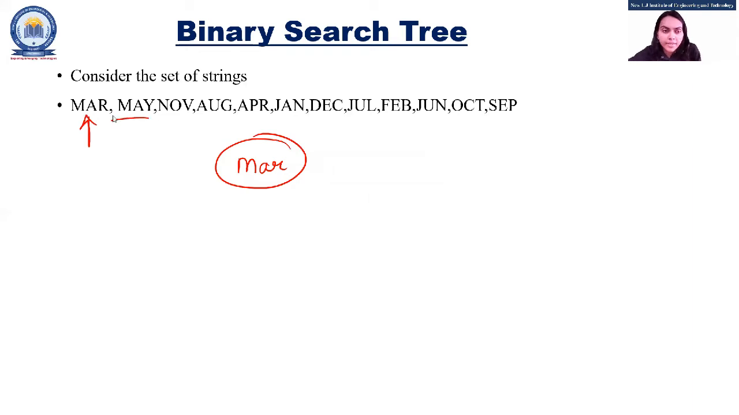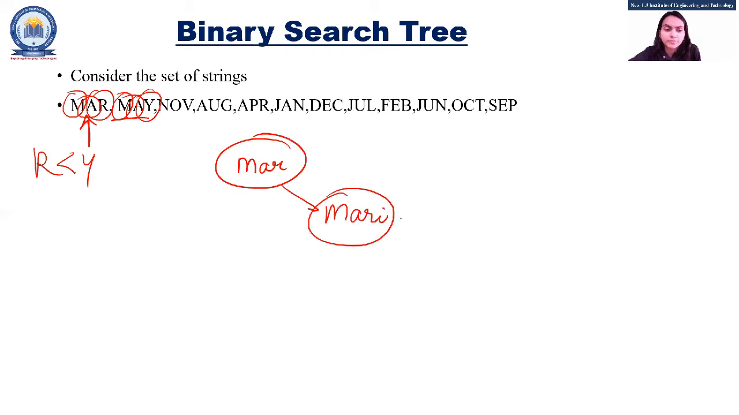Then we have May. When you are given letters or words, you have to compare by letters. So this is M, this is M. This is A, this is A. This is R and this is Y. Definitely R is less than Y, so it would go in the higher subtree, that is the right subtree. Here it would be May.